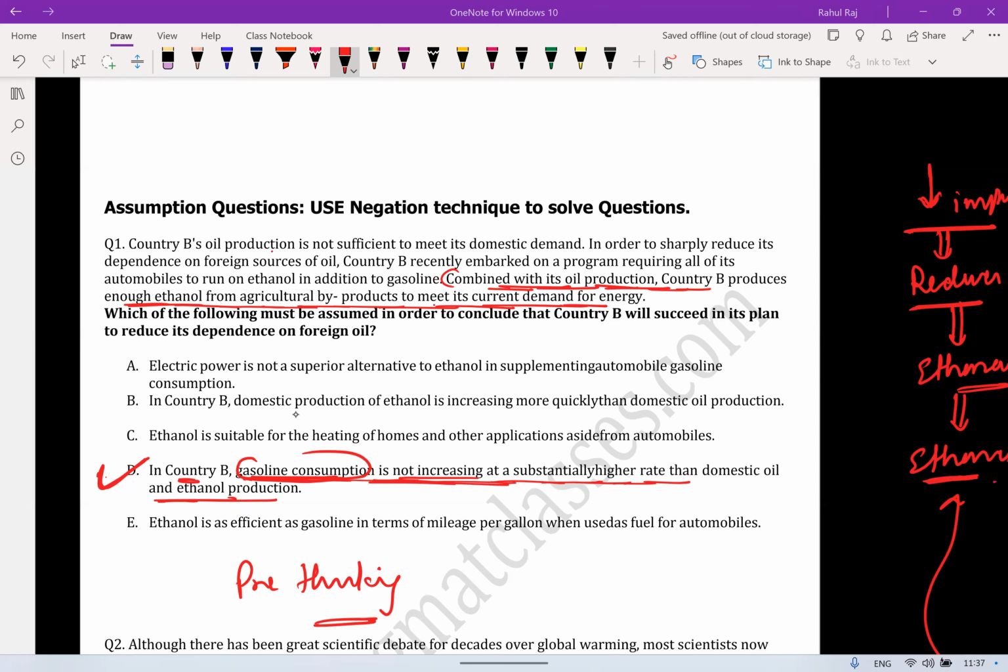Country B embarked on a program. They started a program. Correct. So before, only gasoline was used for automobiles, like only petrol and diesel. Now they have started introducing ethanol also. So the question is, are they planning for a hybrid model where all of their automobiles can run on both of them?